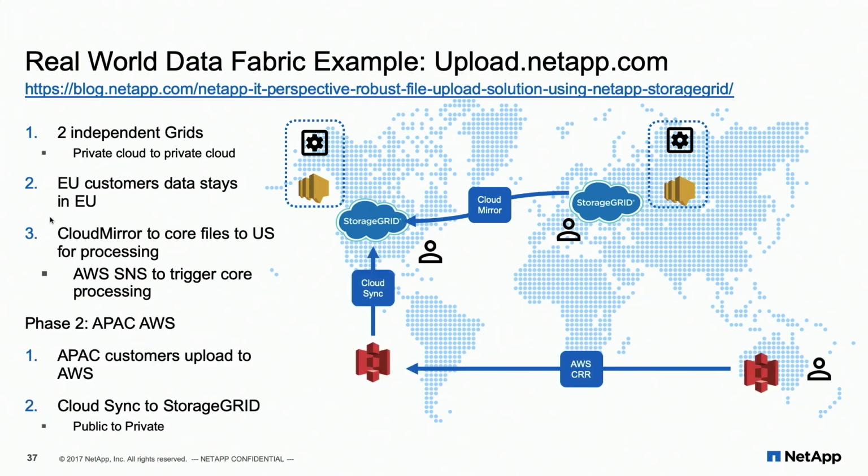What we're going to do is use Amazon for this next part. So in this case, if you're a customer in Australia, you will do your upload to a local region within Australia, so you get that fast response. We're then using Amazon's cross-region replication to replicate back to US East 1. And then from US East 1, we're using Cloud Sync to pull it back into StorageGRID.